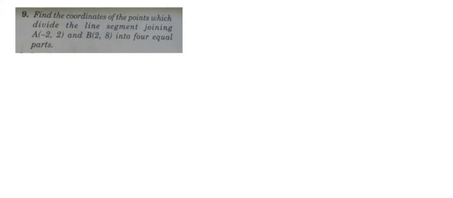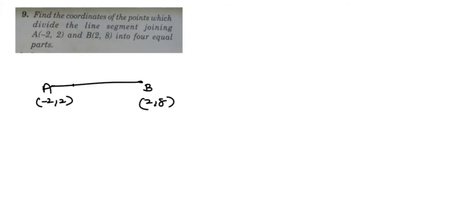Find the coordinates of the points which divide the line segment A(-2, 2) and B(2, 8) into 4 equal parts. Here the question says AB is a line segment. A is one point and B is the other point. The coordinates of A are (-2, 2) and the coordinates of B are (2, 8). So it is divided into 4 equal parts.